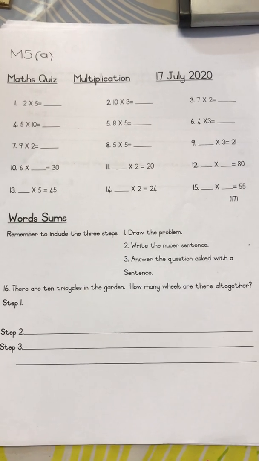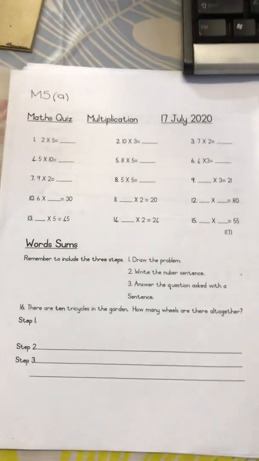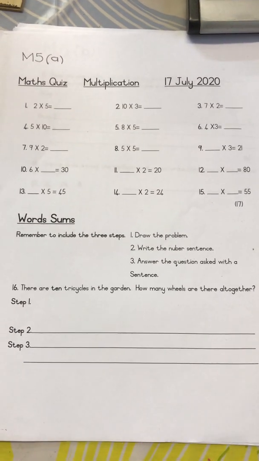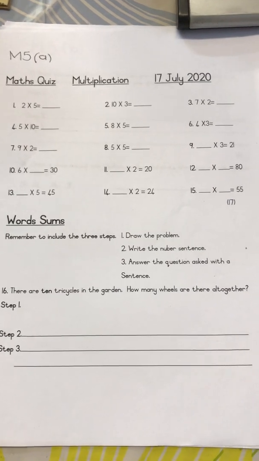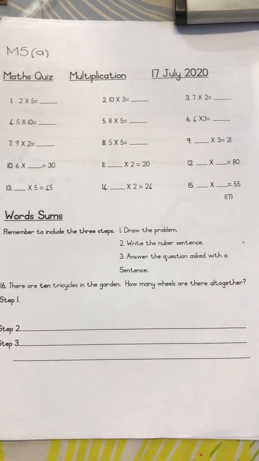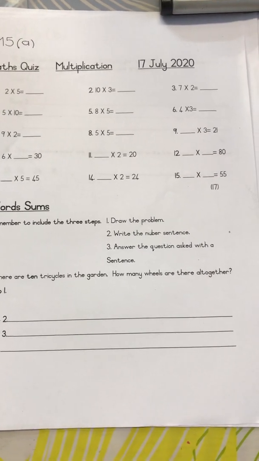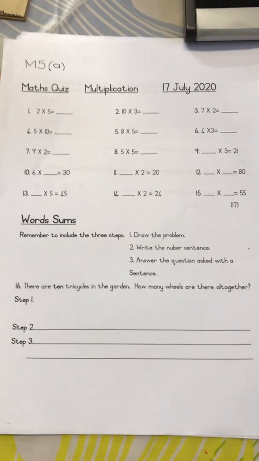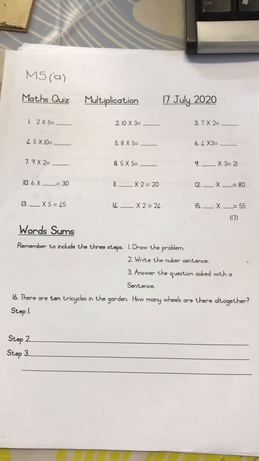And then number 3, answer the question asked with a sentence. Oh, you have to answer with a sentence, okay? So not just write down 3, answer, Sally has 3 snails left. Do you understand what I mean? That's a very silly answer, but that's what I mean. Okay. So I will help you with the first one's sentence, but the rest you do by yourself.